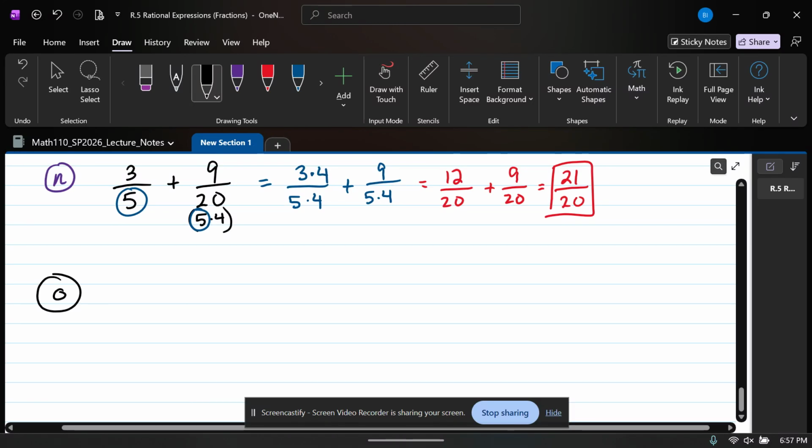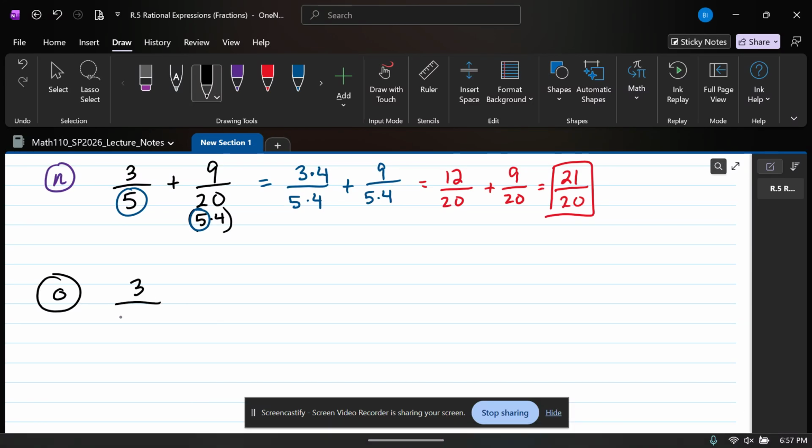So, the next example: 3 over 10x squared plus 2 over 15x squared. Throwing a letter in there because we've got to get there. Looking at the denominators, what do I know about the number 10? It's 5 times 2, right? So I'm going to think about it like that. 5 times 2. 15 is 5 times 3, right?